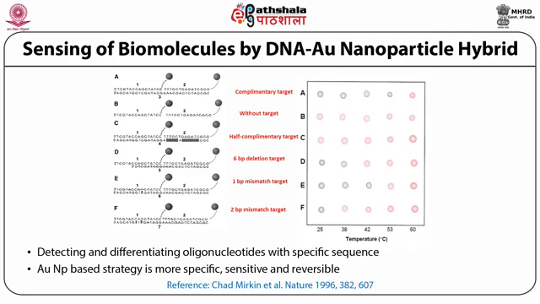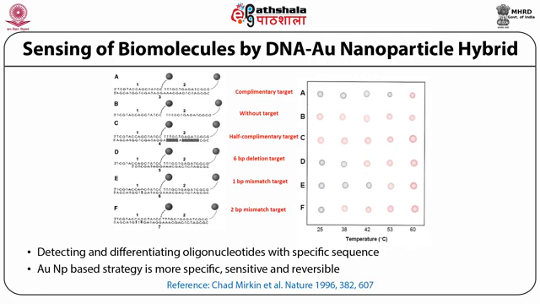So this is a classic example where in different cases, different kinds of oligonucleotides have been taken. The first case, where there is a complementary target with the DNA oligonucleotide complementary base, you can see that they form more or less a purple like SPR, but with increasing temperature they can form red SPR. But if you have no target, then you can see that it never forms this bluish SPR.